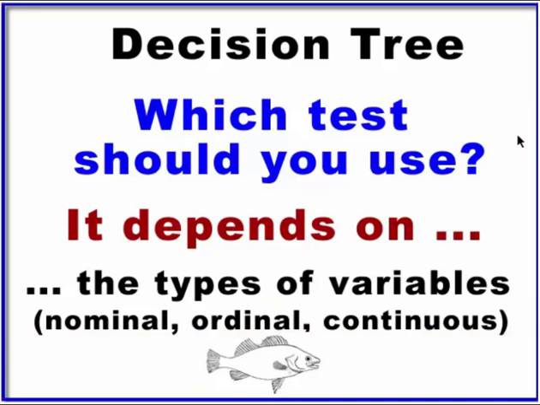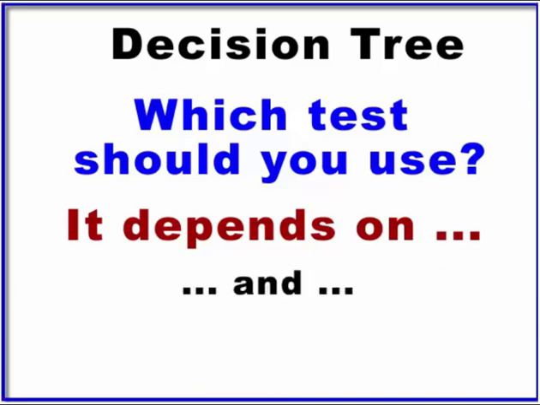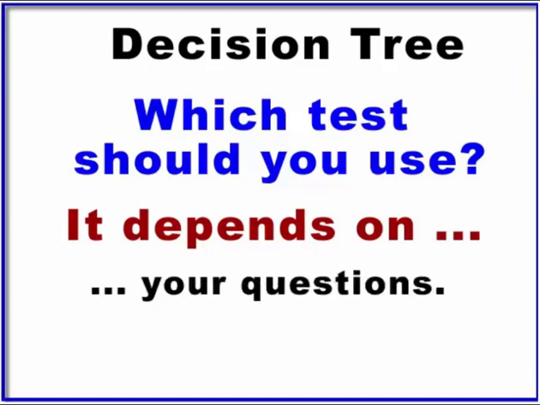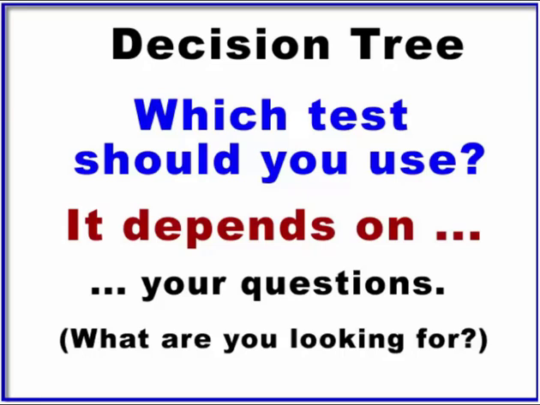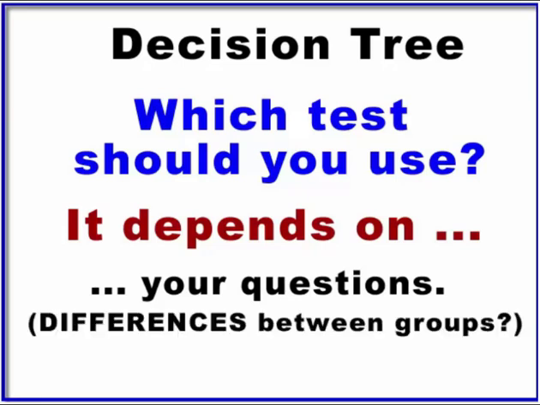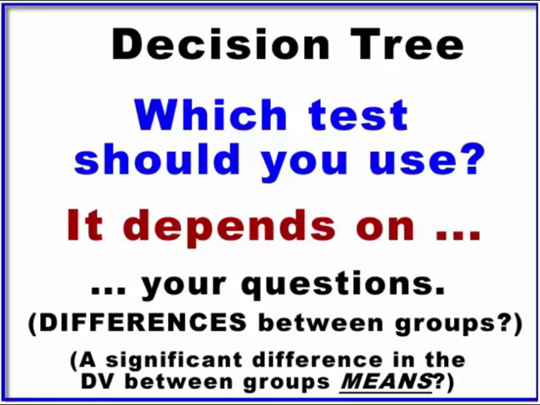And the second thing you need to know is, what are your questions, right? What are you asking? What are you looking for? So the questions basically break down into two parts. Are you looking for differences between groups? What that really means is, is there a significant difference in the DV of whatever you're measuring between group means? That's the difference part.